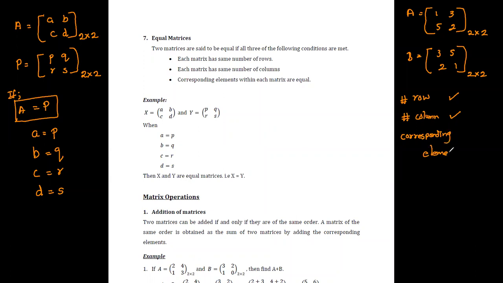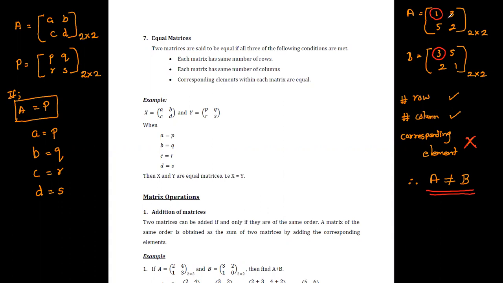Corresponding elements, that condition is not satisfied. Therefore, we can say that A and B are not equal matrices. It is because the element in the first row, first column should be equal to the element in the first row, first column of the other matrix. At the very beginning, we can see that these two are not equal. Therefore, at the initial stage, we can say that corresponding elements are not equal. Therefore, we can say that A and B are not equal matrices.